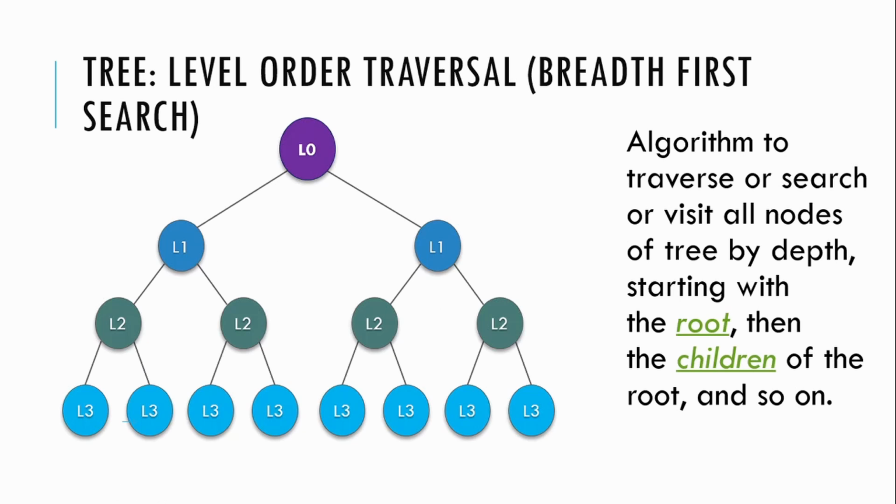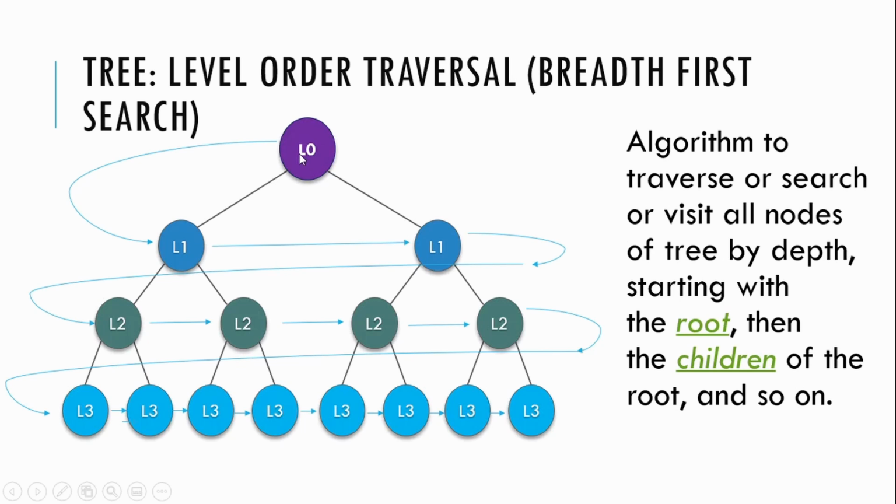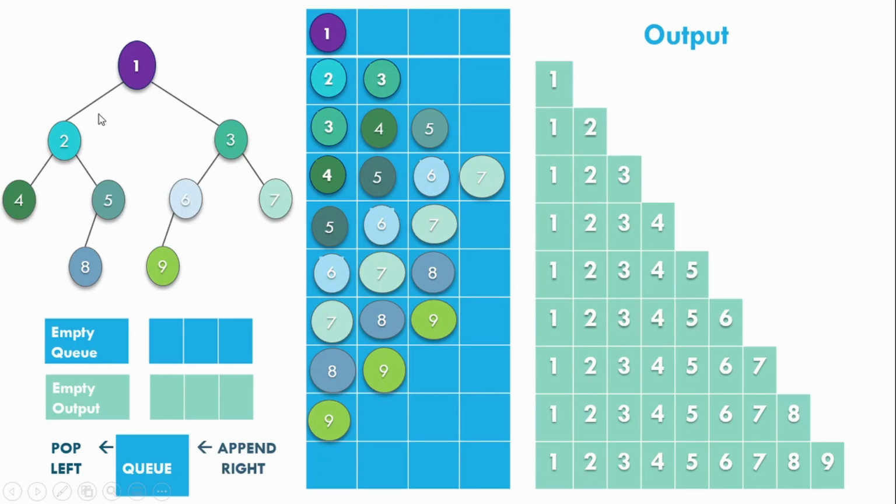Now let us try to understand what level order traversal is. Given a tree, the root node is considered to be at level 0. Its children are at level 1. Level 1 nodes' children are at level 2 and so on. Our objective is to traverse or visit each node level by level from left to right, which means first we will visit the root node, followed by nodes at level 1, followed by nodes at level 2, then level 3 and so on. Now let us try to understand this with an example.